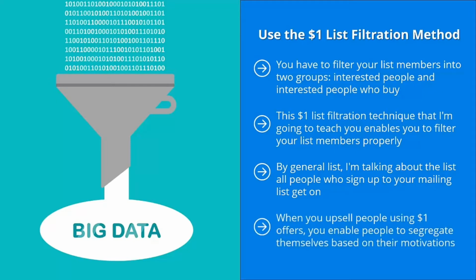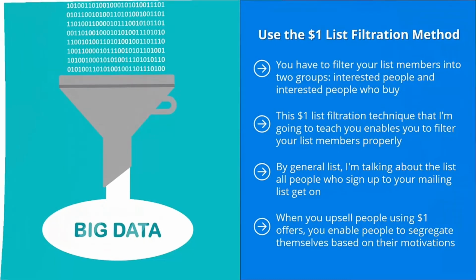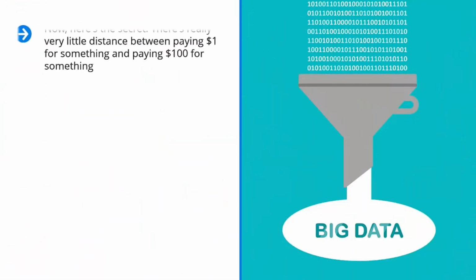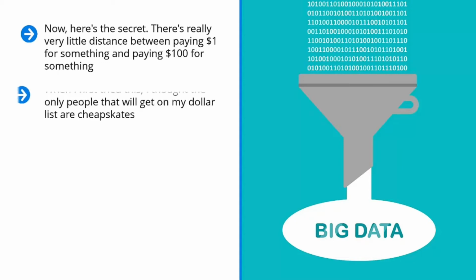When you upsell people using $1 offers, you enable people to segregate themselves based on their motivations. These are people who are motivated enough to spend $1. In other words, they see the value in your content, and they are willing to put their money where their mouth is. Now here's the secret. There's really very little distance between paying $1 for something and paying $100 for something. This is a lesson I learned firsthand. When I first tried this, I thought the only people that will get on my dollar list are cheapskates. These are misers. In the back of my mind, I thought that they're just not going to buy big-ticket items.